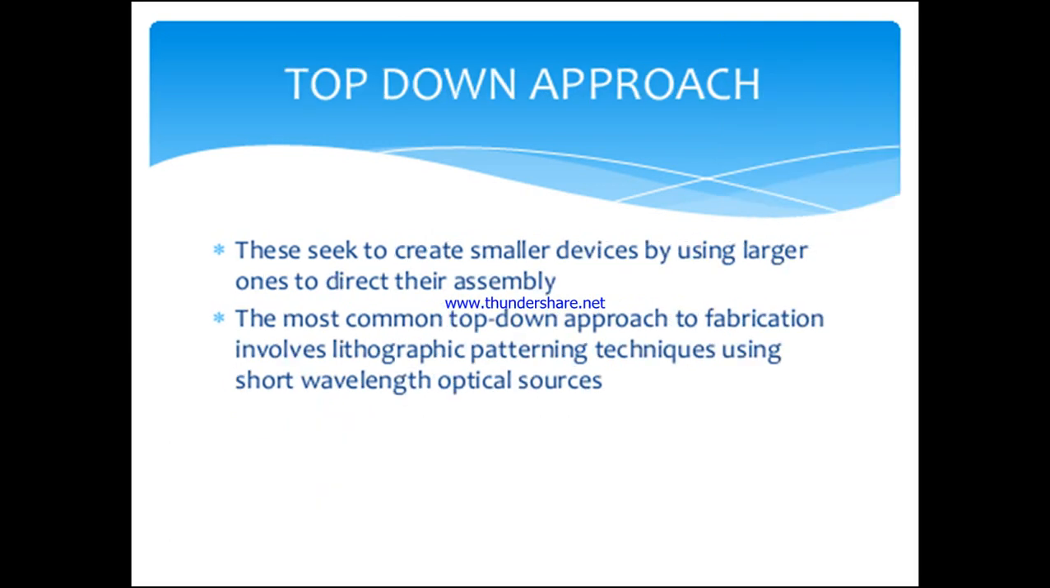Next we'll go for the top-down approach. So what exactly is this top-down approach? This is to create smaller devices by using larger ones to direct their assembly. That is, from the huge bulk material, we are going to convert this huge bulk material to the nanomaterial here. So the common top-down approach to fabrication involves lithography patterning techniques using short wavelength optical sources. So from these short wavelength optical sources, that is in lithography technique, we can make the pattern. By using the patterning techniques, we can go for this example for top-down approach here.